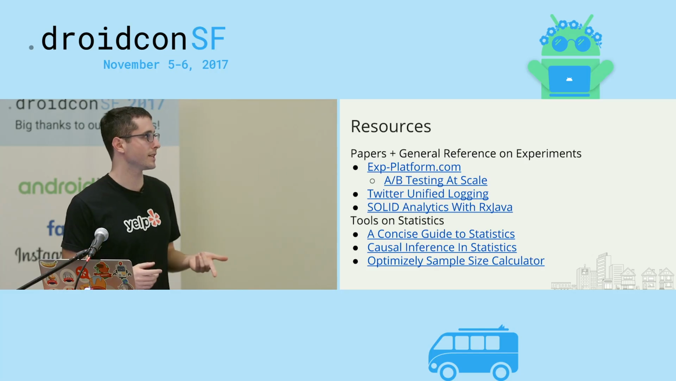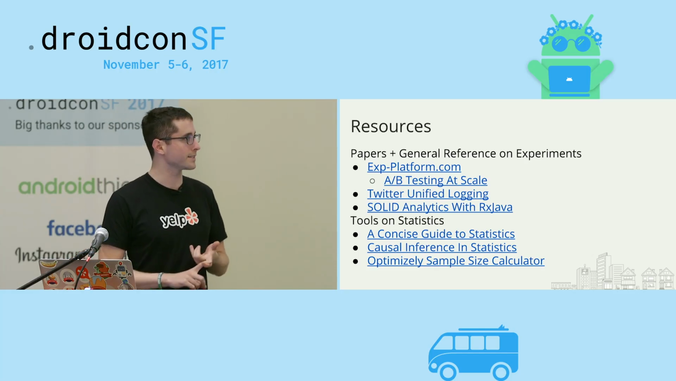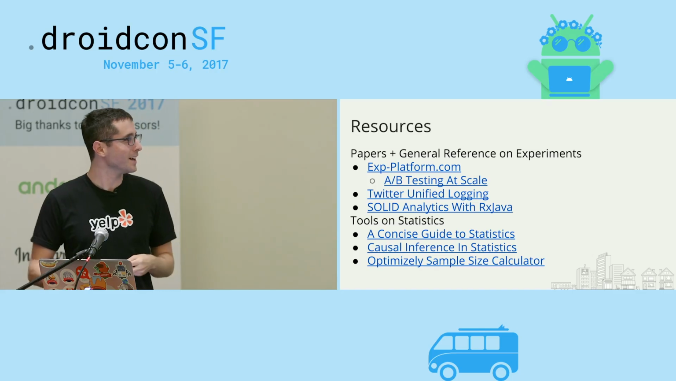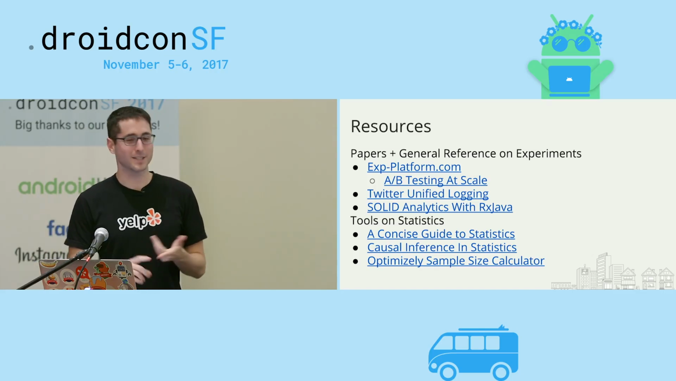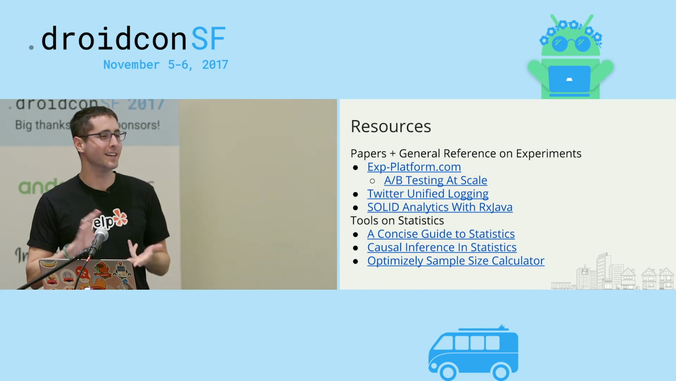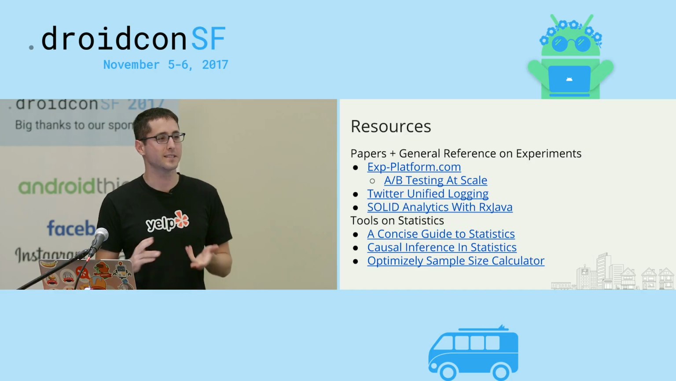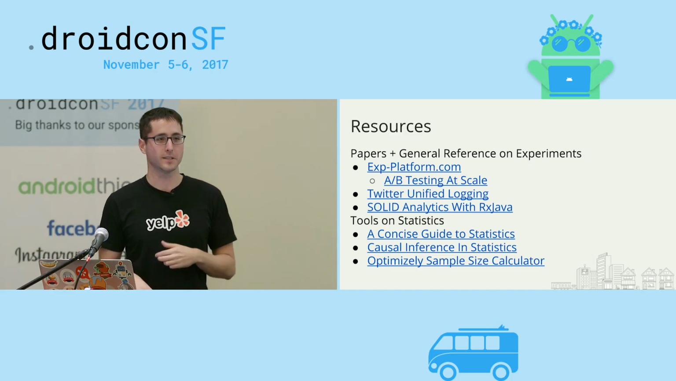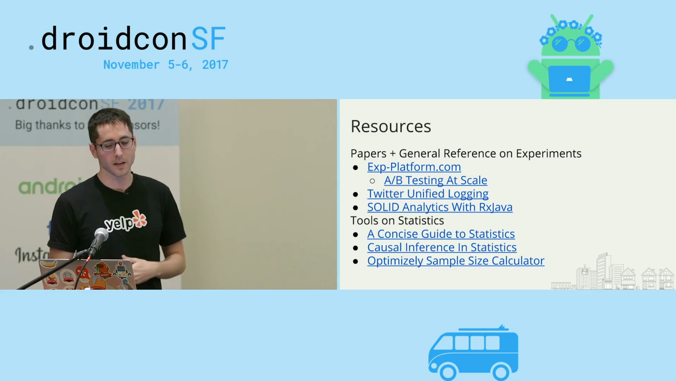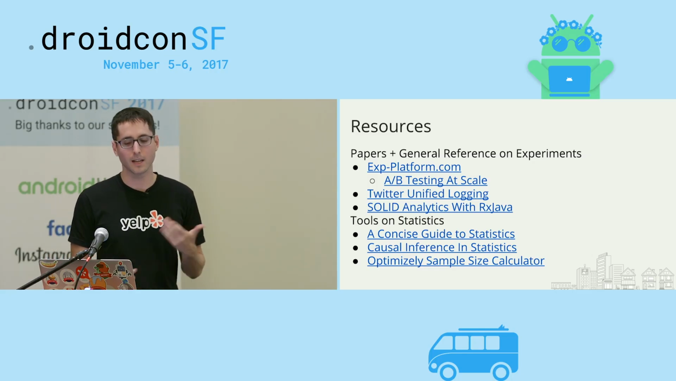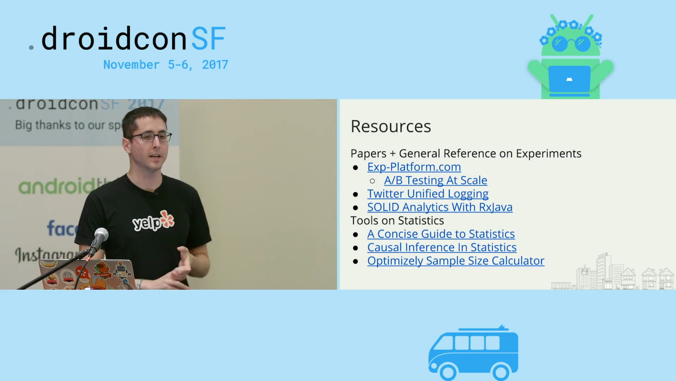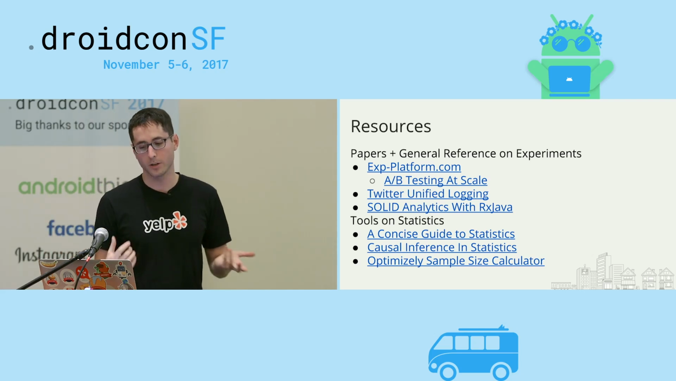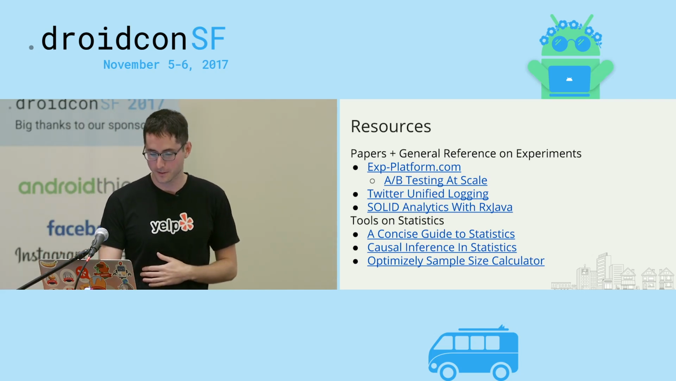Lastly, tools on statistics from our data science team. One, A Concise Guide to Statistics. That is the best I've said that in all of my times practicing this. I'm very excited. Next is Causal Inference in Statistics. This is a next level thing if you want to get really deep into statistics and find out all about that. That's a great resource. Lastly, Optimizely's sample size calculator is really great if you want to make sure that you have enough people in your experiments in order to actually get statistical significance.